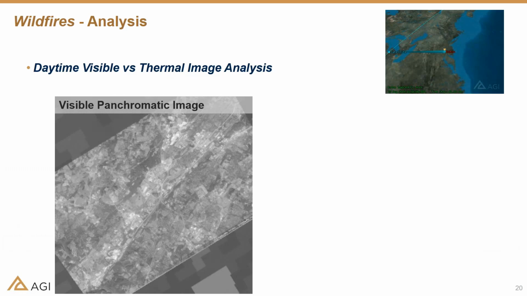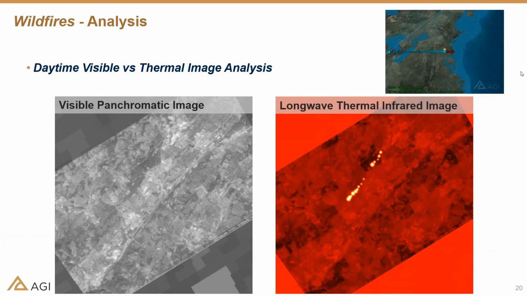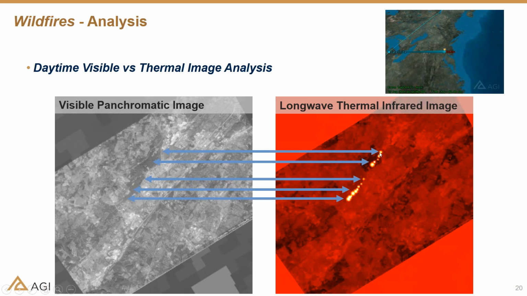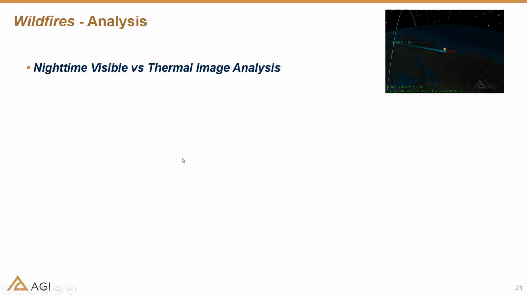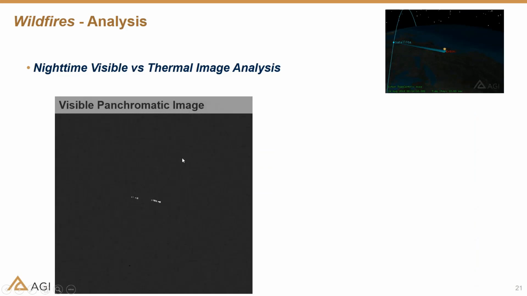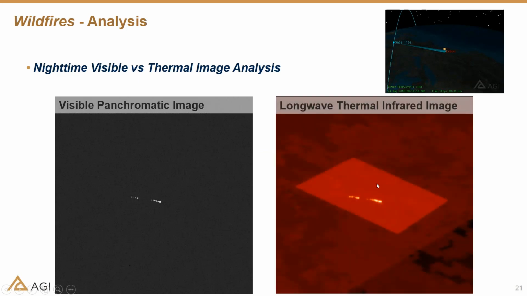And with the visible image, you don't see anything. But with the long wave thermal infrared image, these stick out very clearly. And even if you try and cheat and squint, as good an IA as you might be, you can't see these on the visible side. There's nothing. And even at night, if you looked at these same targets in the visible, you might see a little bit of that hot spot glowing. But in the thermal, it really sticks out.